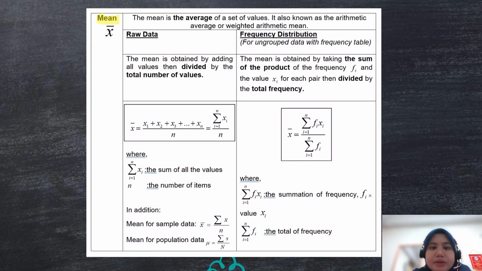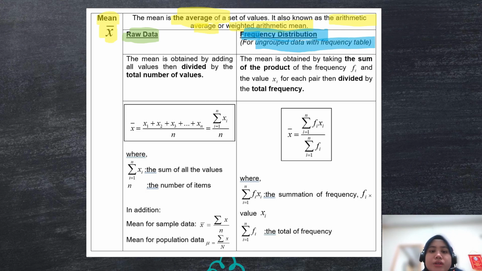What is the mean? The mean, with the notation x bar, is the average of a set of values. It is also known as the arithmetic average or weighted arithmetic mean. That's the other name of mean. As I said before, it depends on what type of data we have: either raw data, or frequency distribution, which is still ungrouped data with a frequency table.